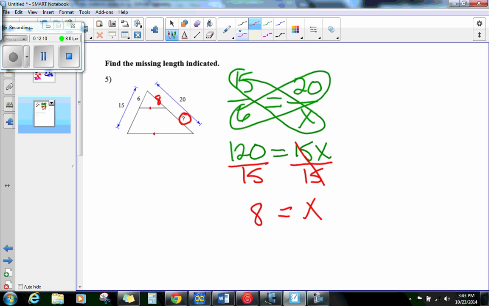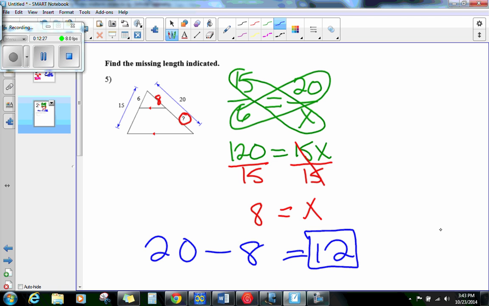But let's think about it. If the whole thing is 20 over here, this little part is 8, what do I need to do to figure out what's missing? You got it. 20 minus 8. So that little missing part is 12. So this one was actually a two-step process. It still involved you setting up a proportion, but after that proportion, you just had to do a little subtracting to get to the final answer.